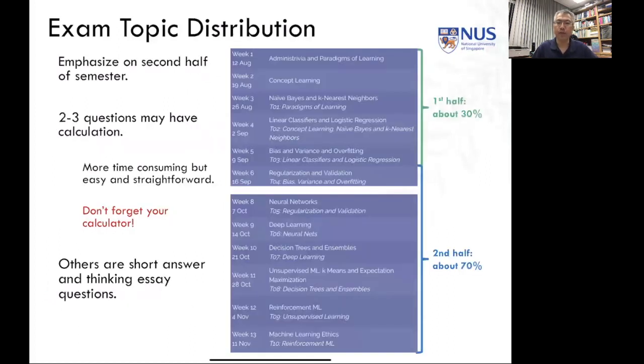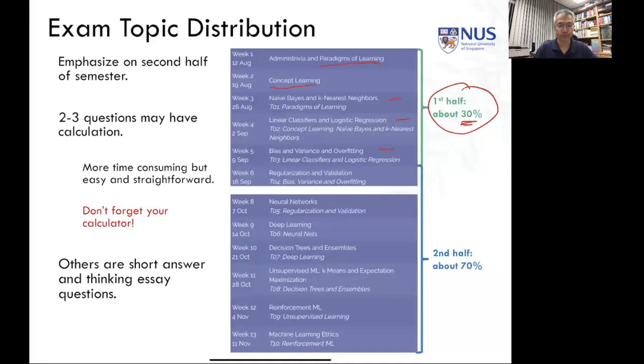Here's probably the most helpful slide that's going to illustrate what we're going to cover. Now in the midterm, we've already covered all the things that we covered in the first half of the course, which include the paradigms of learning, concept learning, naive Bayes and k-nearest neighbors, linear classifiers of several sorts, including the perceptron algorithm, linear regression and logistic regression, bias, variance, and overfitting.